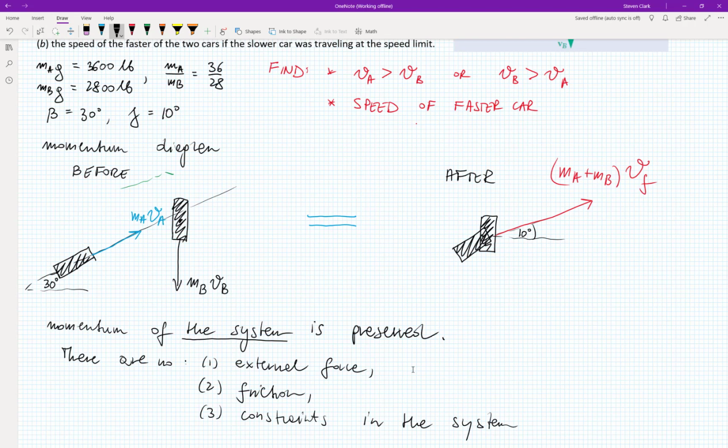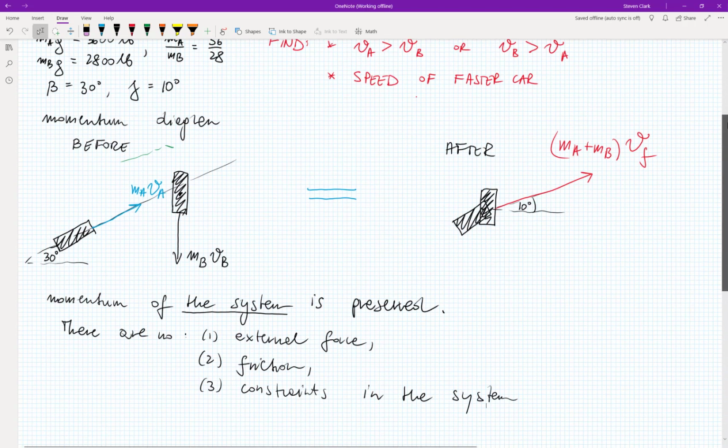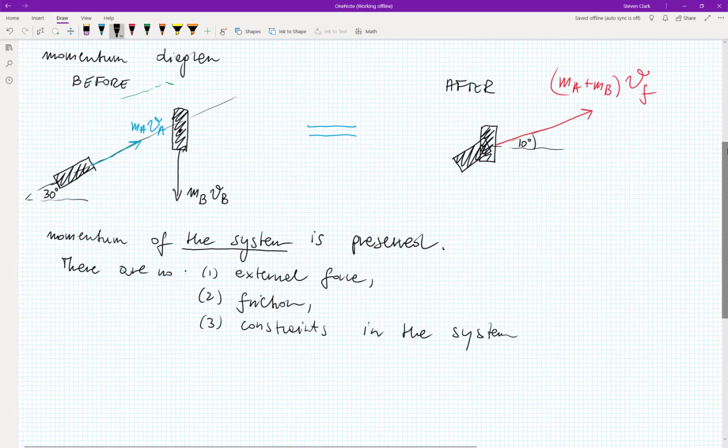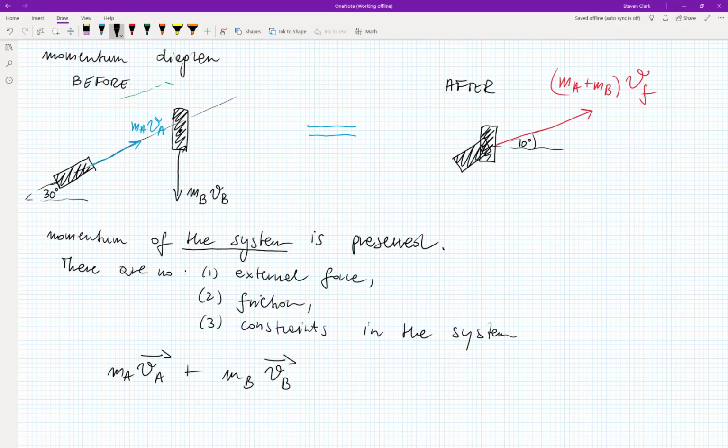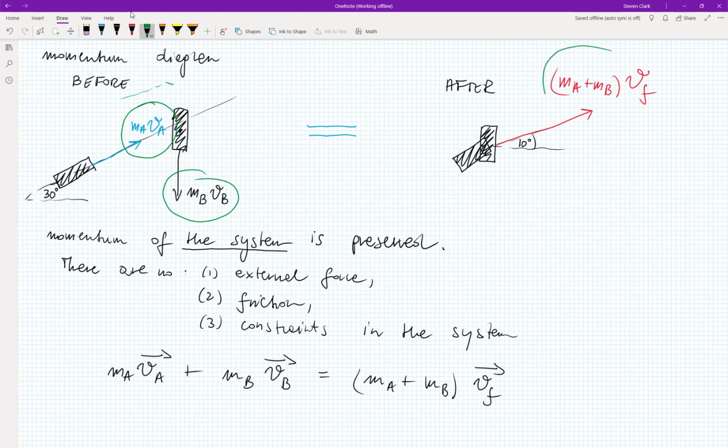Okay, so for these three reasons, our momentum is preserved. So I can actually write such an expression: MA VA vector plus MB VB vector is equal to MA plus MB, velocity final vector. So the sum of these blue and black vectors is equal to this red vector. But that vector equation does not tell us anything.